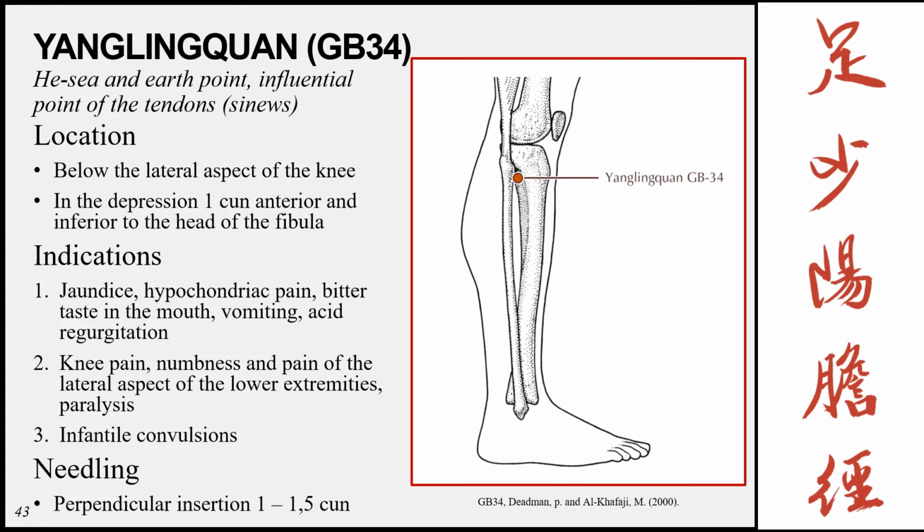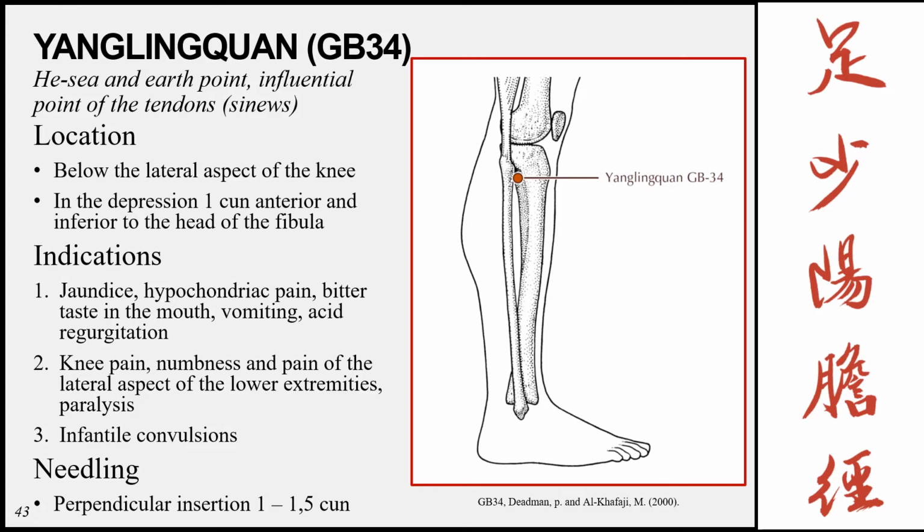The next point is YANGLINQUAN, GB34. This point is the He-Sea earth point of the meridian. It's also the influential point of the tendons. So remember the influential points. What these mean is that this point controls this aspect. The influential point of the tendons is responsible for governing the tendons, and therefore this point can be used for any condition that affects the tendons. This can be things such as stiffness or contraction of the tendons or any other condition.